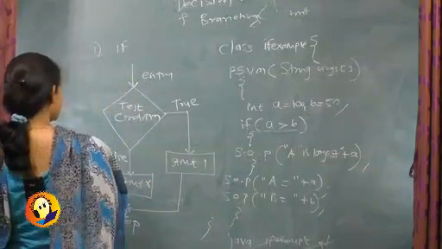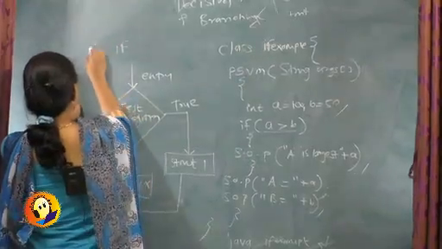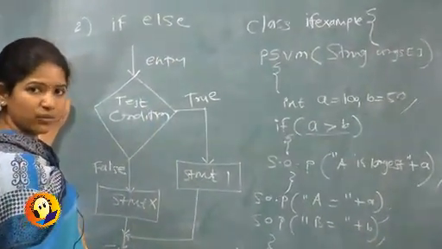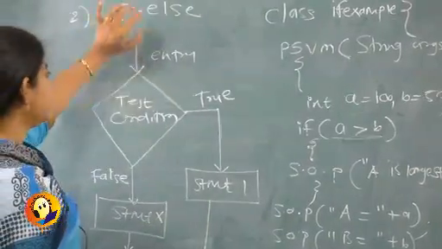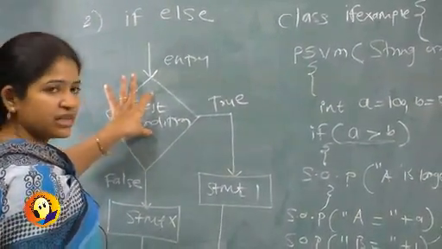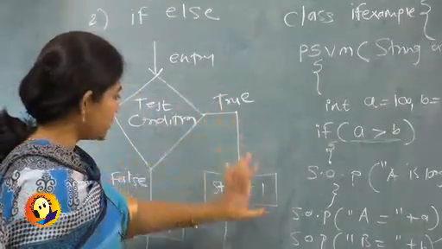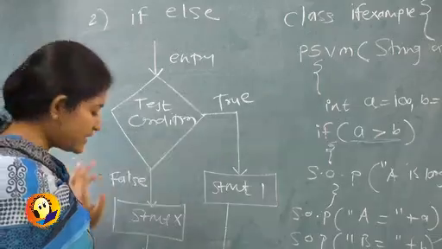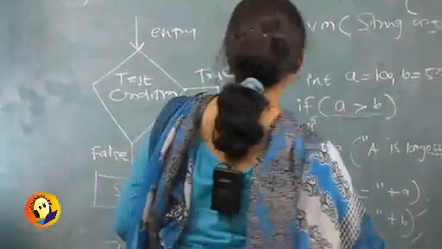So the second type of statement is if else. If this particular condition is satisfied, do this thing. If the condition is not satisfied, do the next thing. So how is this specified?